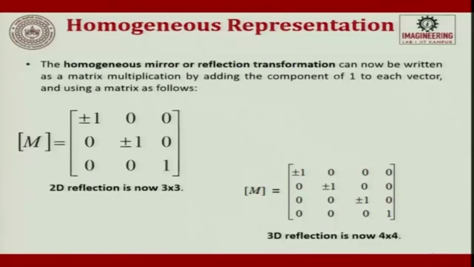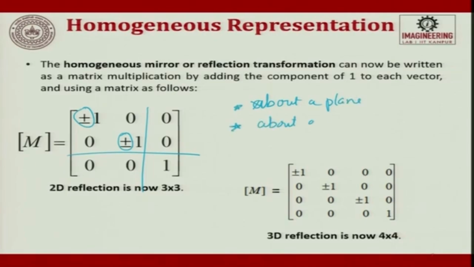When we talk about mirroring, again in the same way here we can have plus or minus depending upon the value. As I told you, you can have a mirroring about a plane, you can have about a line. Then you will have these plus minus values, so depending on that you choose it and then you write it. So, this is the homogeneous mirror or reflection transformation in the homogeneous representation form.